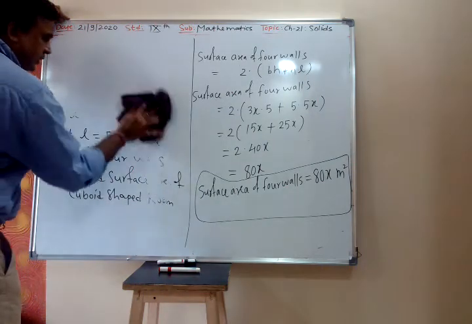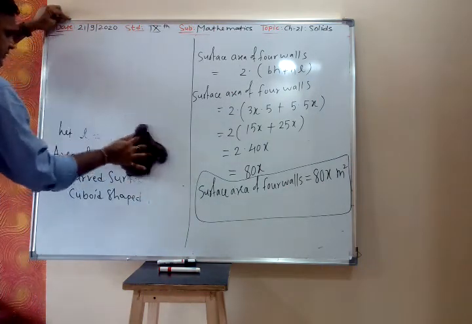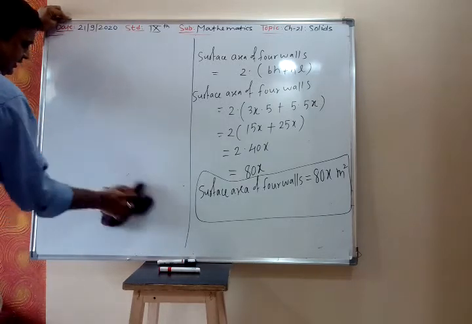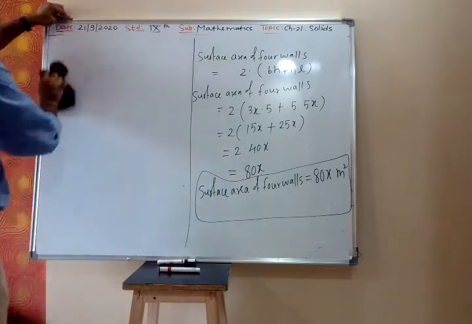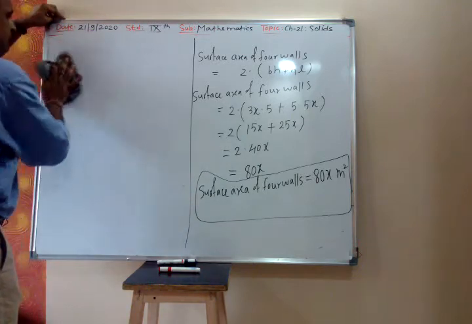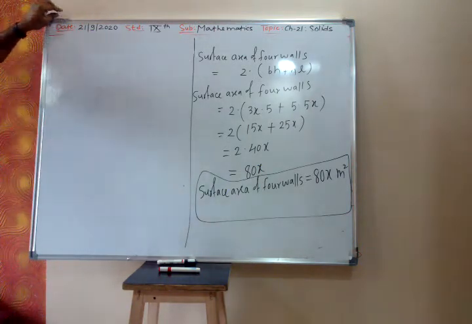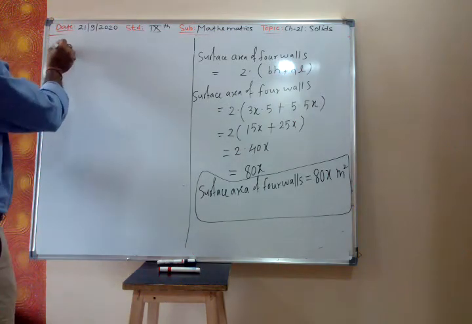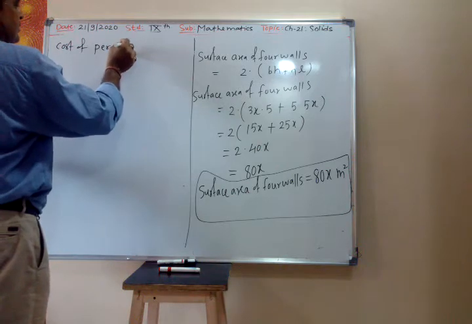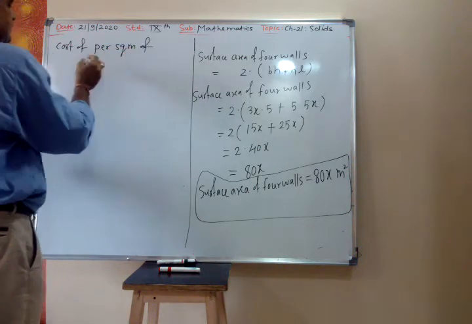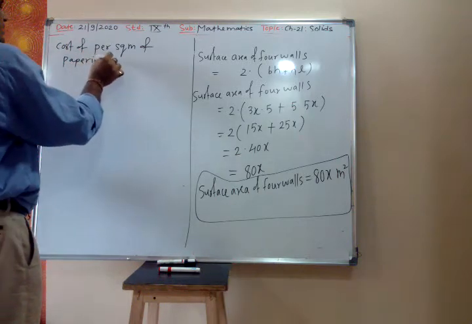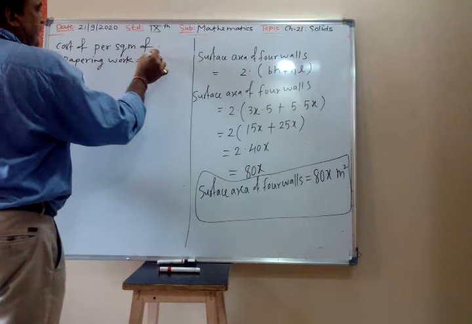Total how much area we have to do the papering work? 80x meter square. This much area we have to do the papering work. Now we write cost of per square meter of papering work. Per means 1. Cost of per square meter of papering work is how much? 75 paise.